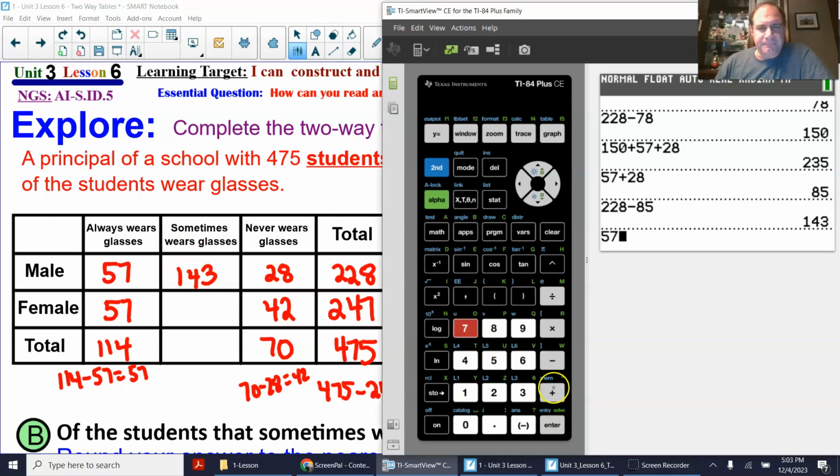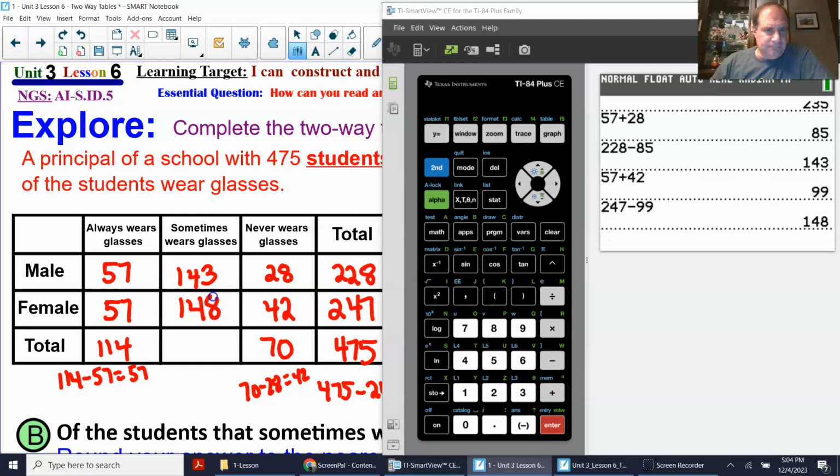57 plus the 42. I'm going to enter it as it's 99. So then I'm going to take the 247 minus 99. And I have 148 here. Take the same thing with the totals. Actually, I don't even have to, but we could do it. We could just add it down. 143 plus 148 would be 291.